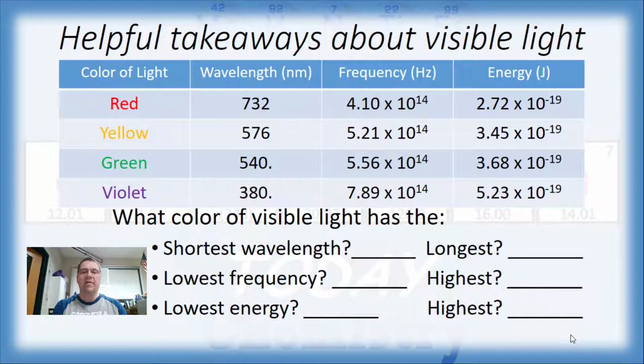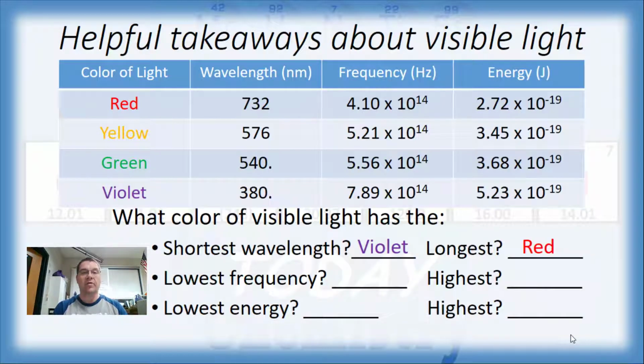Thinking back to the previous page that we had looked at, we looked at some comparisons between the relationships between wavelength and frequency, frequency and energy, wavelength and energy. And so if we take a look at the data that we see here, the color of light that's going to have the shortest wavelength is going to be the one with the smallest wavelength value, so that's going to be violet. And the color of light that has the longest wavelength is going to be your red light.